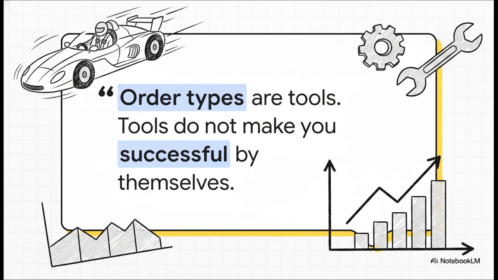Let's take a breath and think about this brilliant analogy. Think of order types like seatbelts. You need them, but you don't win races because you have the fanciest seatbelt. Tools do not create successful strategies all by themselves. They really just make execution easier when you use them correctly.